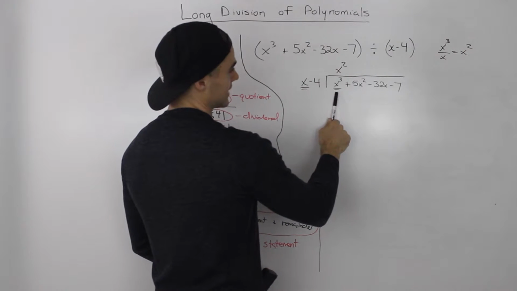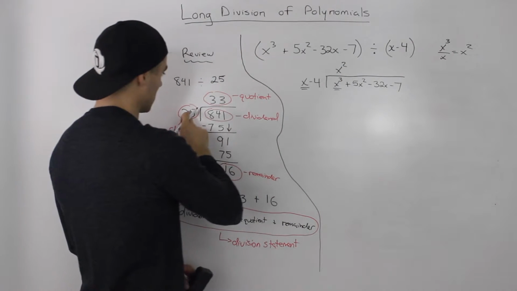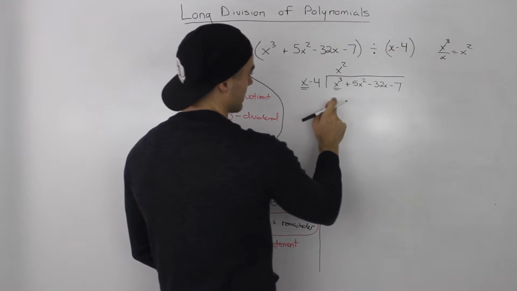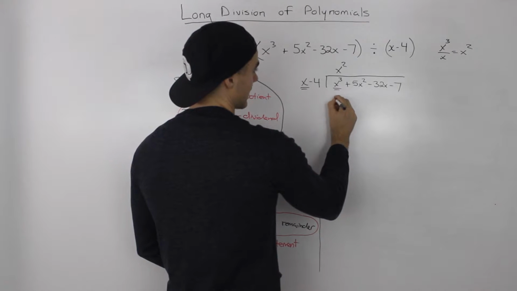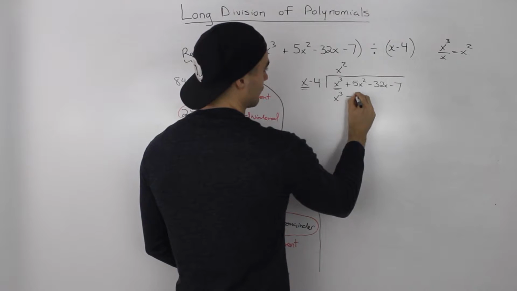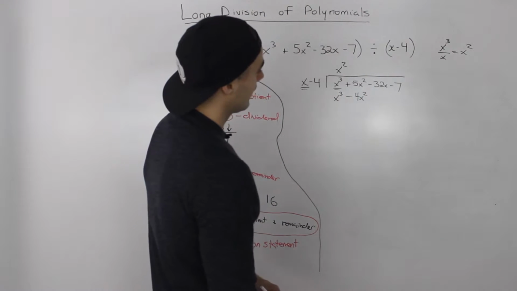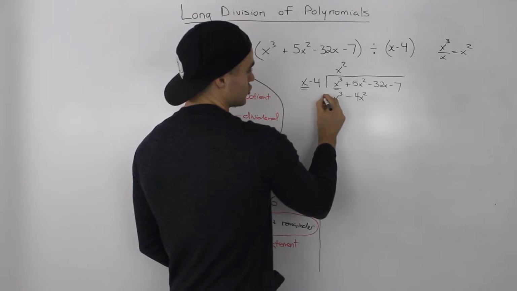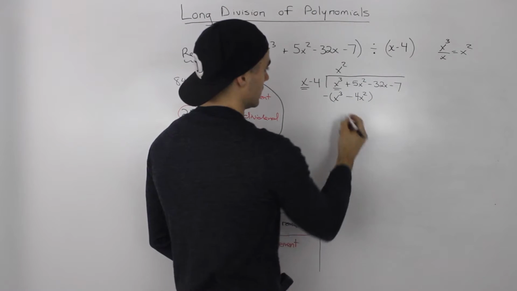So x goes into x cubed x squared times, and then as we did here when we took the 3 and multiplied by the 25, we take the x squared and multiply it by the x minus 4 and rewrite it here. So x squared times x is x cubed, and then x squared times negative 4 is negative 4x squared. And now what we do is we take the dividend and we subtract this whole new expression that we have at the bottom of it.